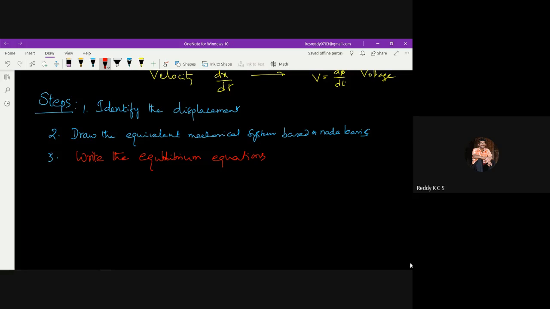After writing this, for each node we need to write the equilibrium equations. That means, at this particular node, what are the forces acting at the node and what is the force acting after leaving this node. These are algebraic sums we need to find out.